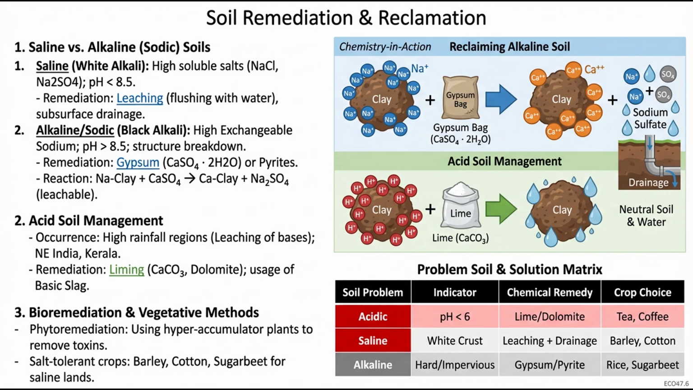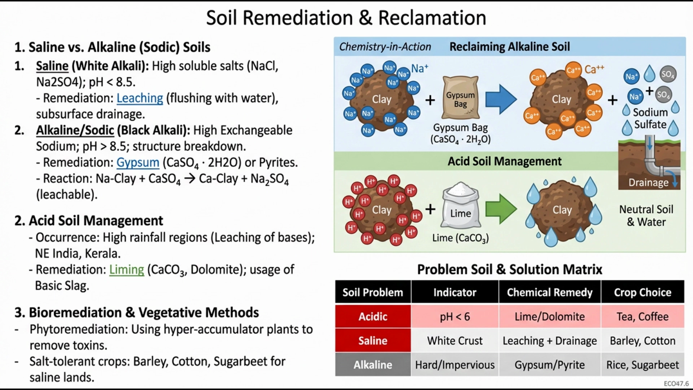This is a classic ion exchange reaction. On the opposite end of the pH scale, we have acid soils, common in high rainfall regions like Kerala and northeast India, where bases are leached away. The indicator here is a pH below 6. To fix this, we need a base to neutralize the acidity. We use liming materials like calcium carbonate or dolomite. The acid soil management visual shows how lime adds basic ions to the soil, raising the pH to a neutral level suitable for farming.